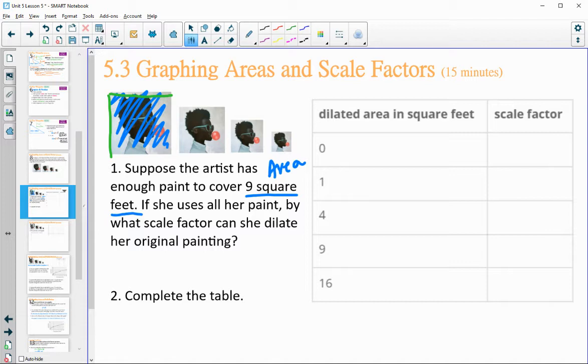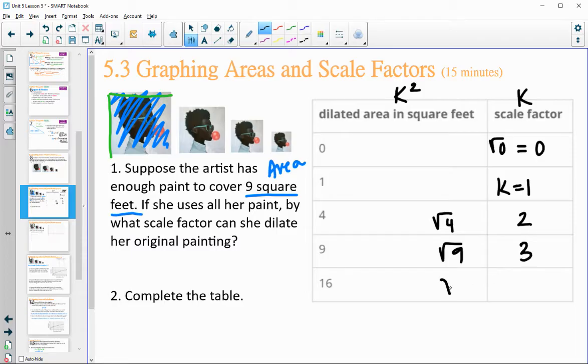Okay, so she's got 9 square feet she can cover versus the original, which was 1 square feet. Okay, so her original dilated area was 1. Okay, which then the scale factor of that is 1 as well. Remember that the area factor is k squared and the scale factor is k. So that's just square rooting these numbers. Okay, so then this would be square root of 0, which is 0. Square root of 4, which is 2. Square root of 9, which is 3. And square root of 16, which is 4.